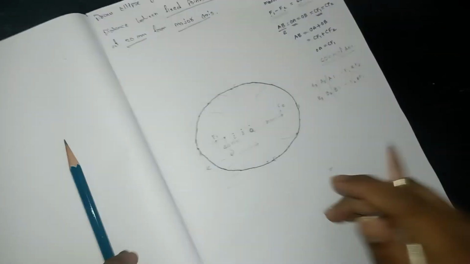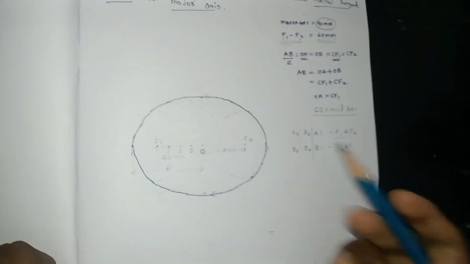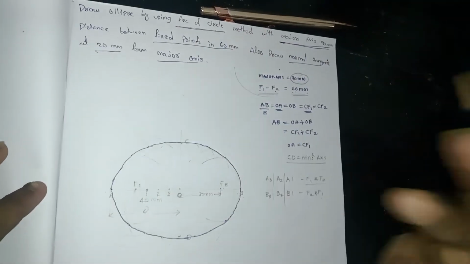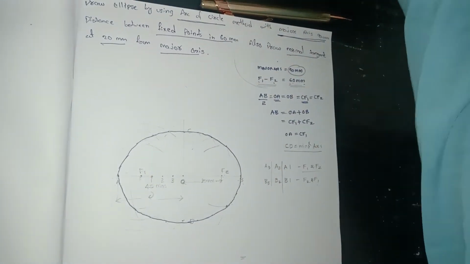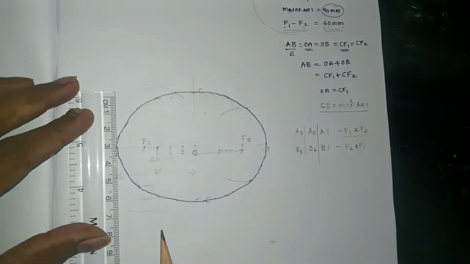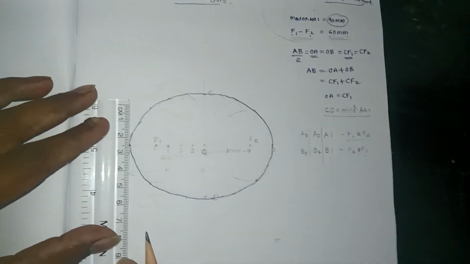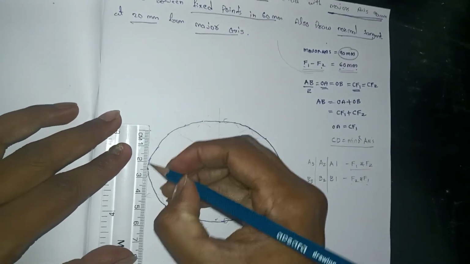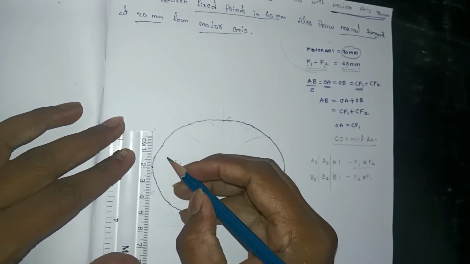Now let us see how to draw the normal and tangent at 20 mm from the major axis. Okay. So as you know, this is the major axis. Here you have to take 20 mm from that major axis. So this is the point. Okay, 20 mm.